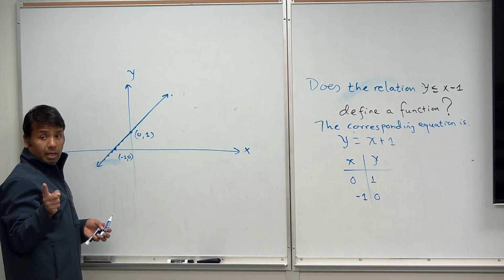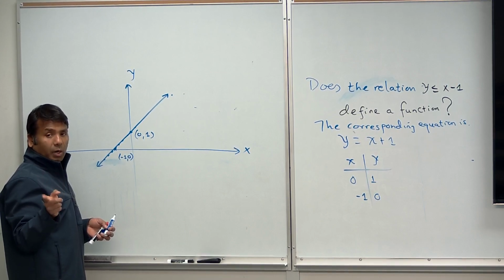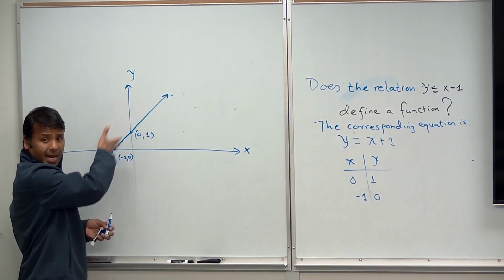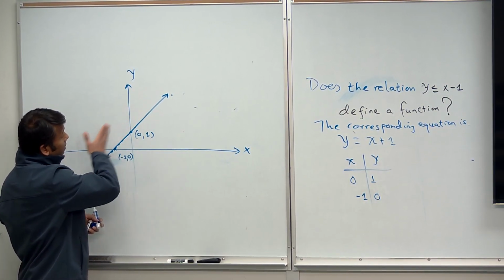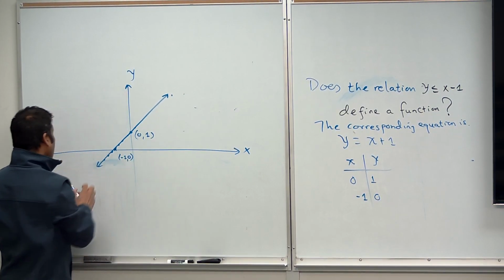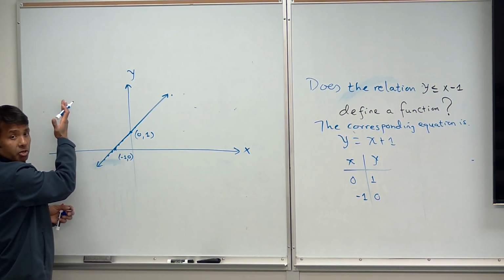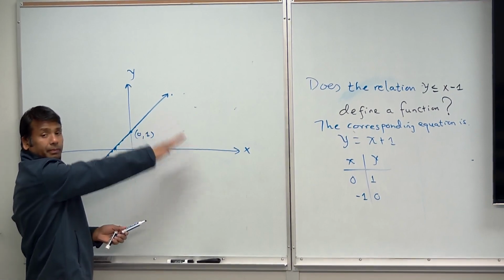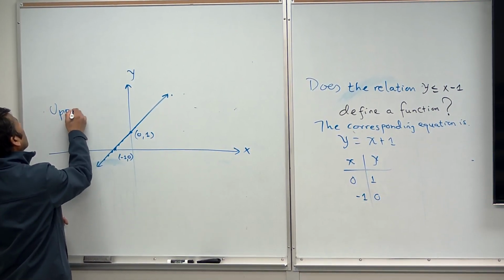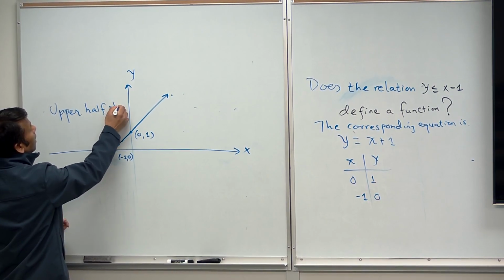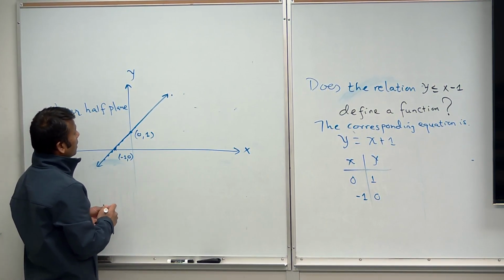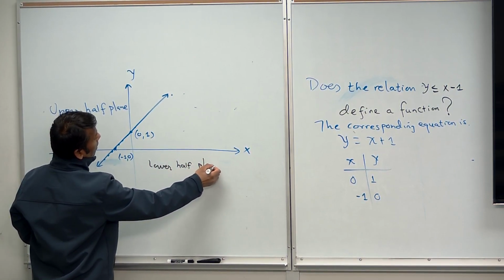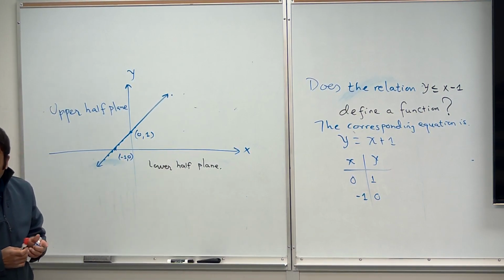You see, first I found the corresponding equation, which is y equal to x plus 1. Then I graph y equal to x plus 1. This is the line, is that right? And now this line divides the plane into 2 equal halves. This is the upper half plane. Did you see that? This line divides the plane into 2 parts, upper half and lower half. So this is upper half plane, and this is what? This is lower half plane. Does that make sense?